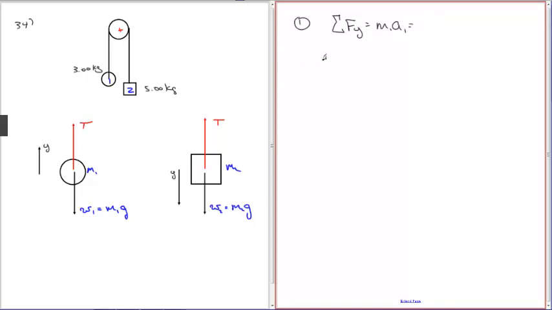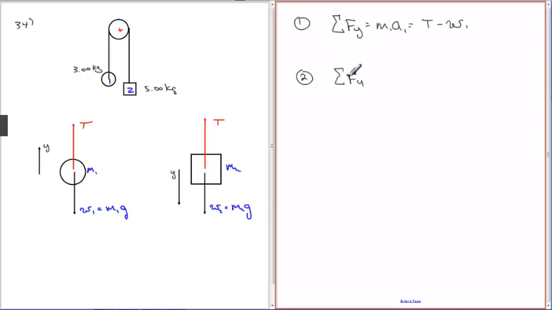And that has to be equal to the unbalanced forces. So the tension here is going in the positive y direction, so it's positive T minus W1, because this is going opposite. This is going down, this is going up. Okay, there are no forces in the x direction, so we just ignore that.